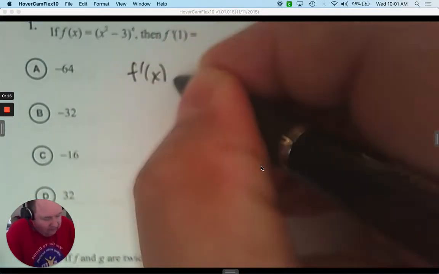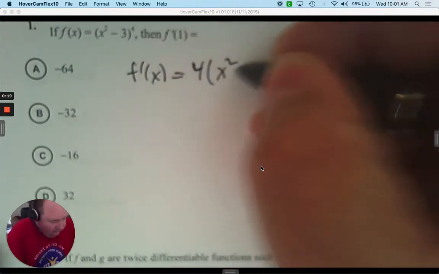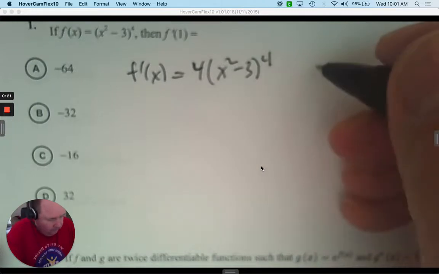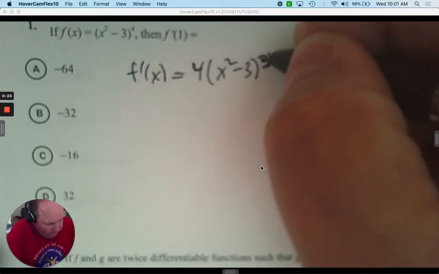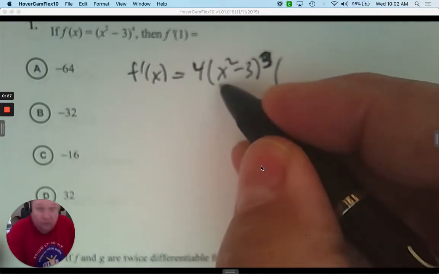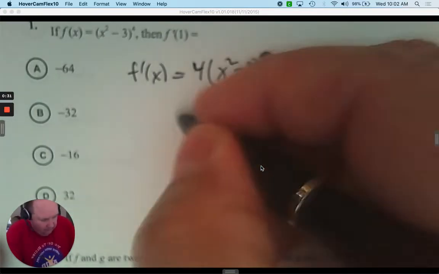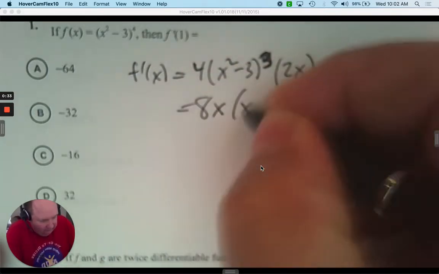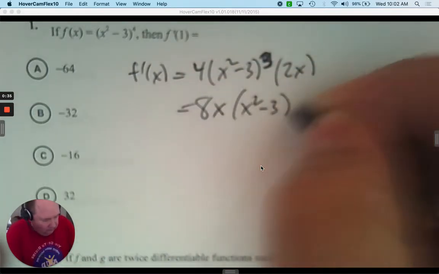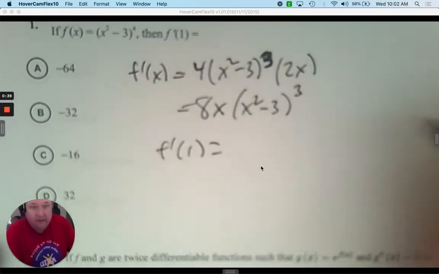Step 1 is to take the derivative. That's going to be the power rule with the chain. Subtract 1 to the exponent. And then the hook is the derivative of x squared subtract 3, which is 2x. So altogether we have 8x times (x squared subtract 3) to the exponent 3, and then we're going to plug in 1 and get our answer.